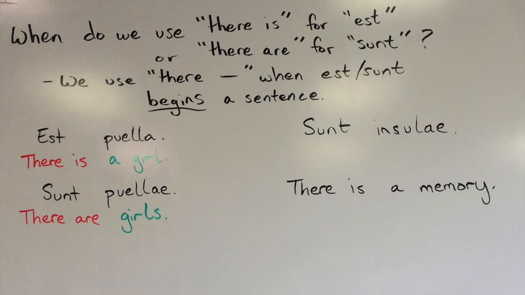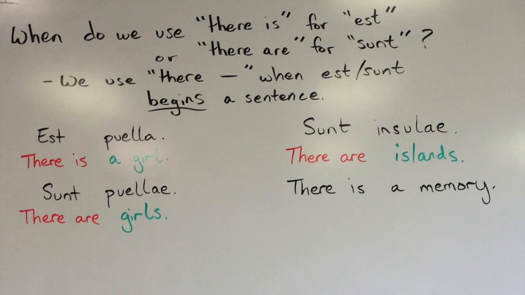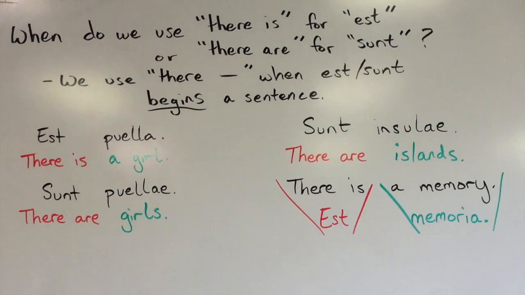If you translated the first sentence correctly, you should have gotten, there are islands. Sunt, you provide the there because it's starting the sentence. For the second sentence, you should have gotten, if you translated it correctly, est memoria. Notice how the there disappears into the est, which is just beginning the sentence and therefore means there is, and the a disappears into the word memory because we don't have Latin words the, a, or an.